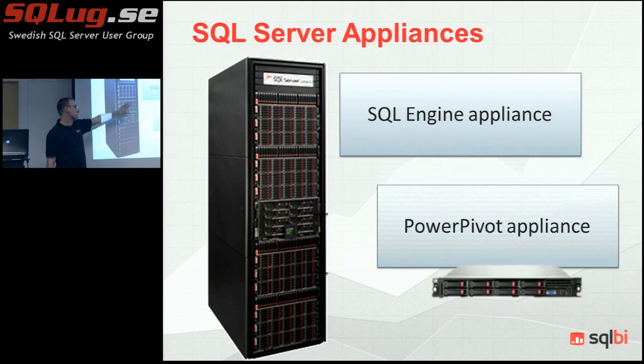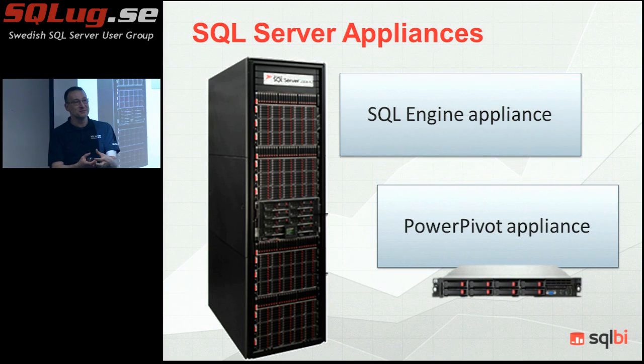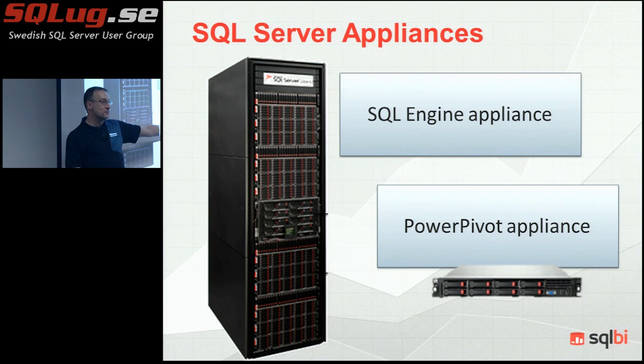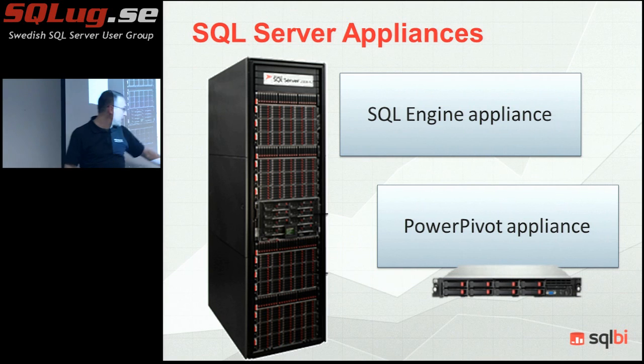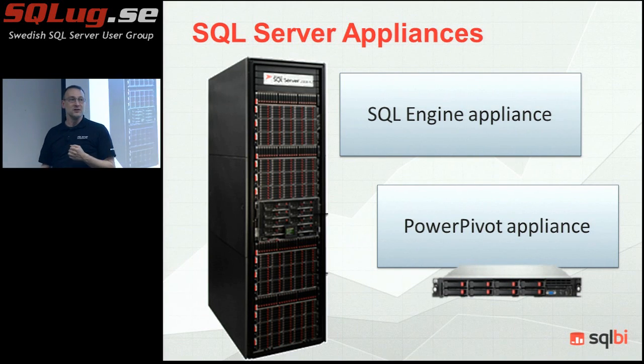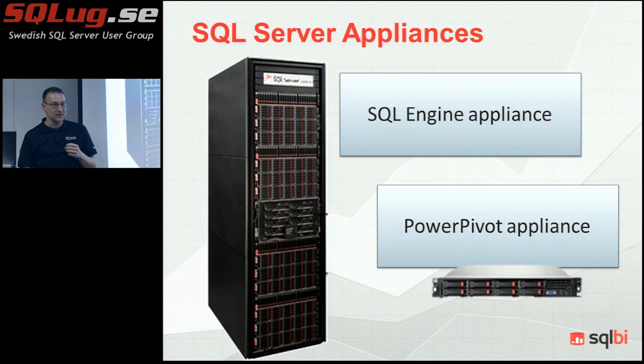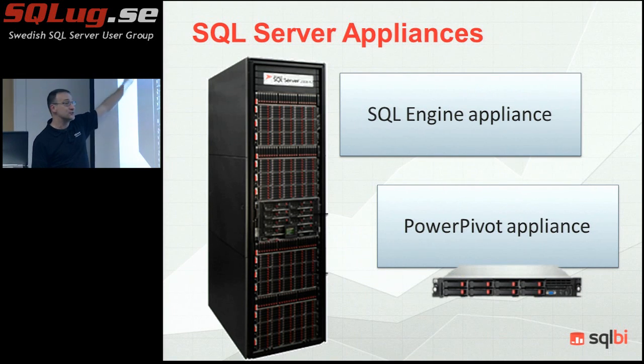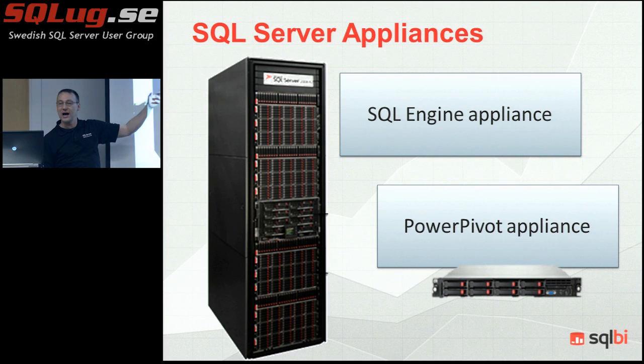And this is the Power Pivot appliance. It's much smaller, but it handles very well huge amounts of data, just because it has a lot of memory and 2, 4, 6, 8 disks, which are more than enough for Power Pivot or for Tabular. There is no need to have hundreds of disks, because they can be as slow as you want.